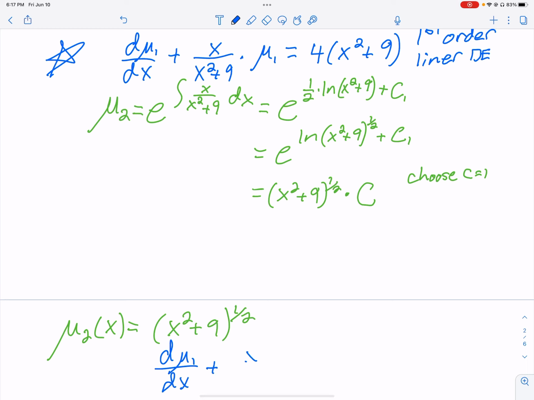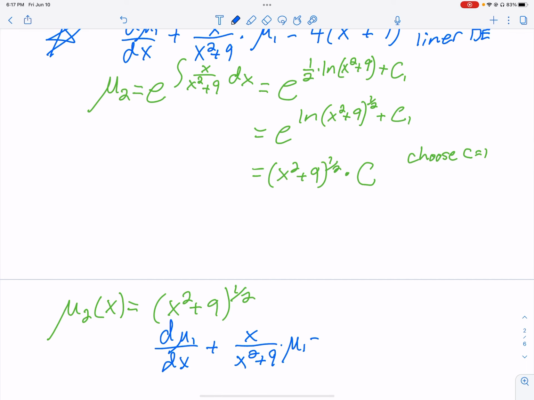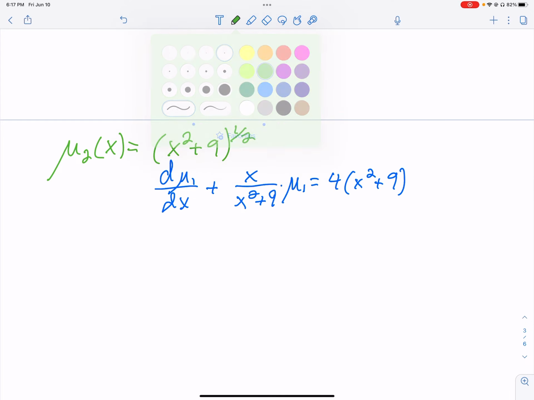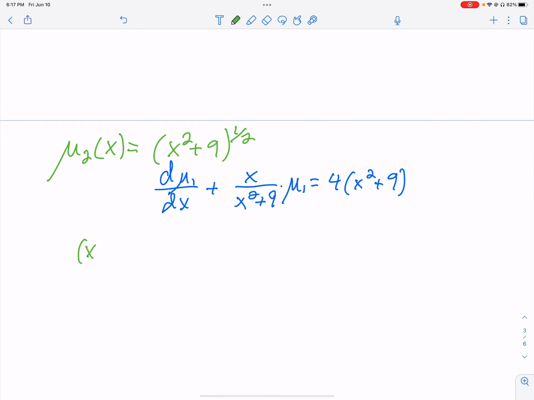All right, plus x over x squared plus 9 times mu1 equals 4 times x squared plus 9. Then that's it for that. Okay, so I'm multiplying both sides by that. So I get x squared plus 9. And we're going to go ahead and trust the theory for this on how that's going to work out.